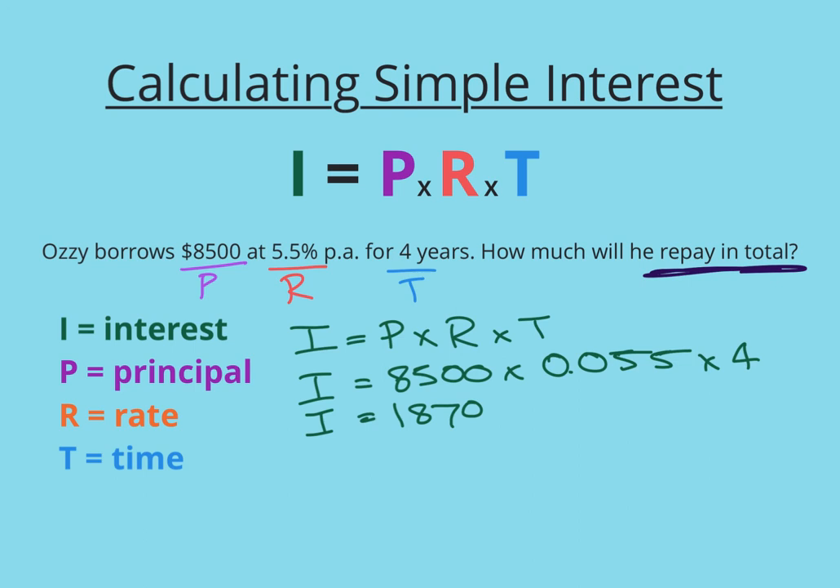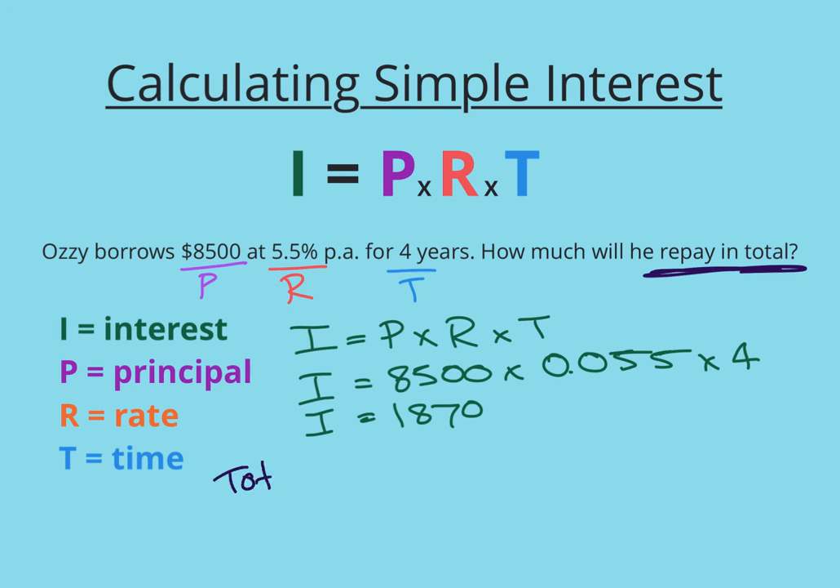But it's not asking us how much interest Aussie's going to have to pay. It's asking how much he's going to have to repay in total. So obviously, if he's borrowing money from a bank, he's got to pay that money back plus interest. So in order to figure out how much he's repaying in total, we're going to have to add our principal and our interest together to get the total amount. So let's do that now.